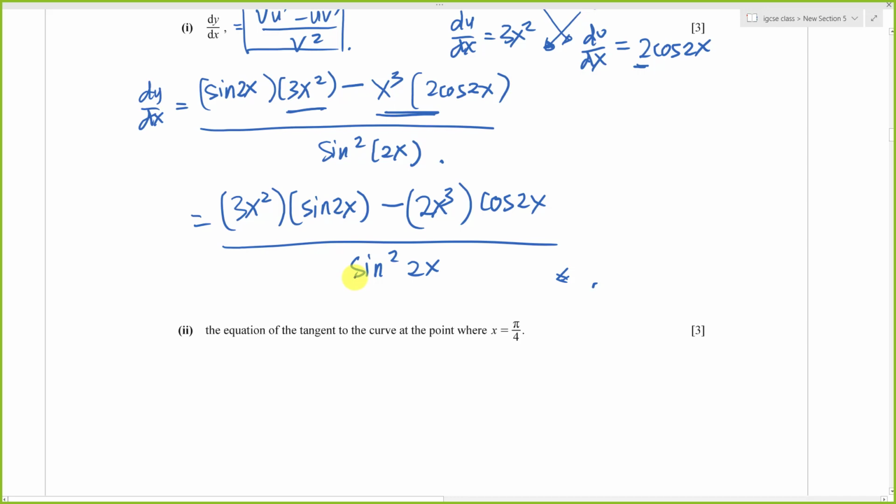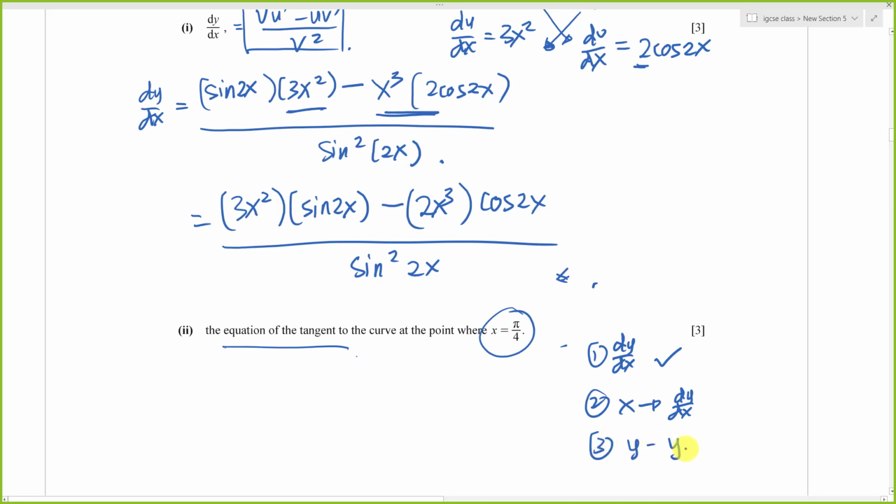Alright, then the equation of the tangent to the curve at this point, when x equals pi over 4. The equation of a tangent is quite simple. Like what I said, the first step is to find dy/dx, which we have already done. The second step is to sub the x value into dy/dx. This is what we want to do now. Then the third step is to form the equation using the straight line formula. So over here we need to do the second and third steps in order to get the equation of the tangent. So we will sub pi over 4 into the dy/dx here.